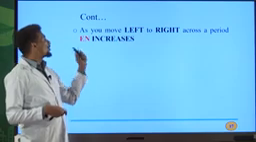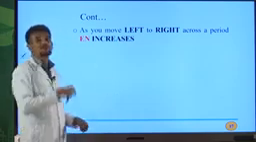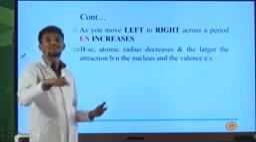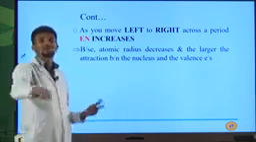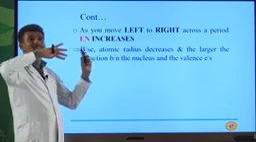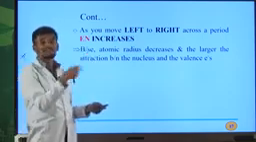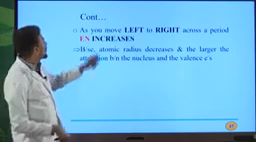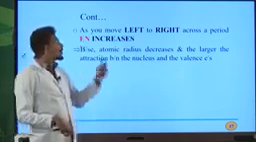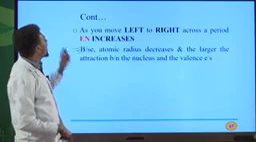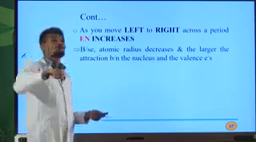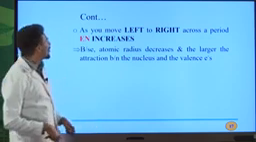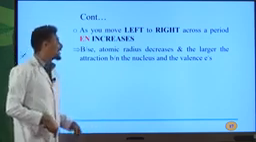Okay, as you move from left to right across the period, I told you that electronegativity increases. Why? Because atomic radius decreases. If atomic radius decreases, the attraction between the valence electrons and the nucleus, because of the presence of protons, increases. So because of this reason, remember that as you go from left to right across the period, electronegativity of the elements increases.